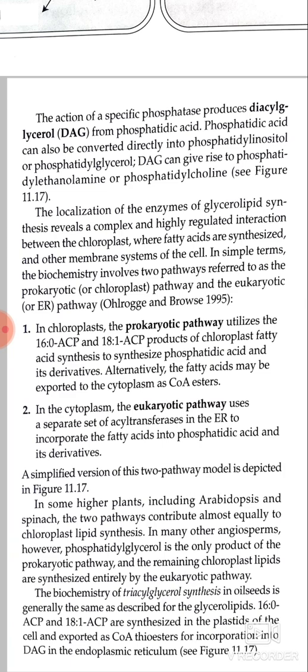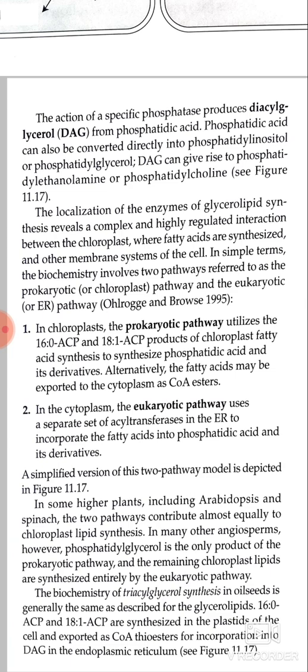In some higher plants, including Arabidopsis and spinach, the two pathways contribute almost equally to chloroplast lipid synthesis. In many other organisms, however, phosphatidylglycerol is the only product of the prokaryotic pathway, and the remaining chloroplast lipids are synthesized entirely by the eukaryotic pathway.